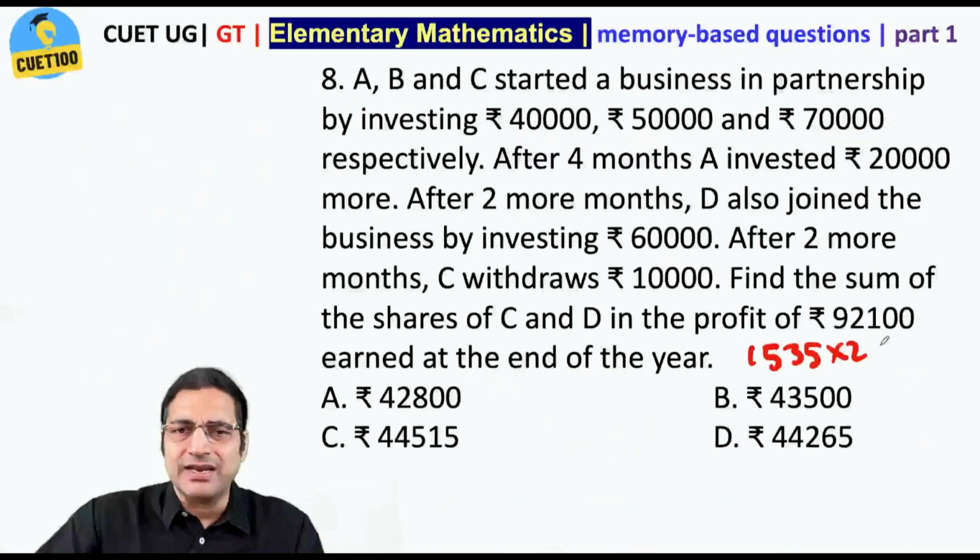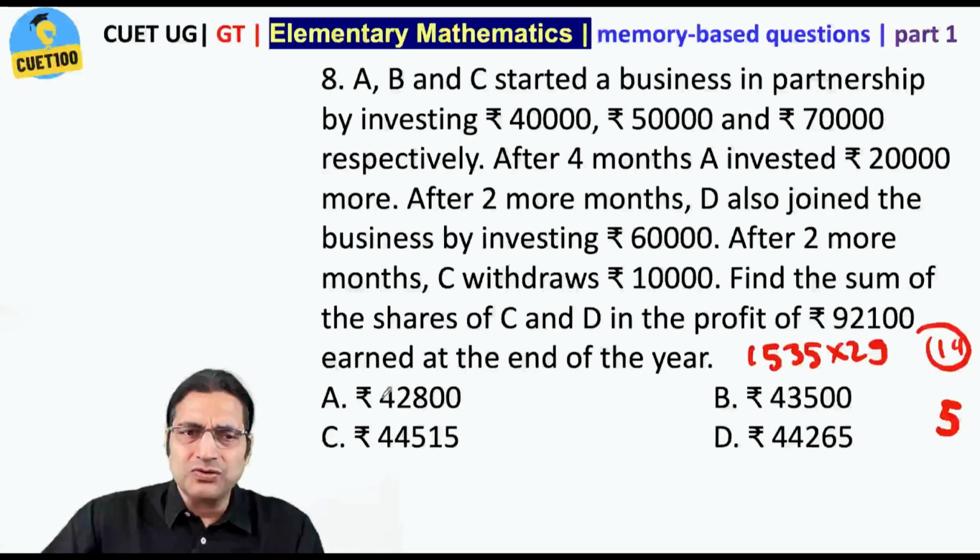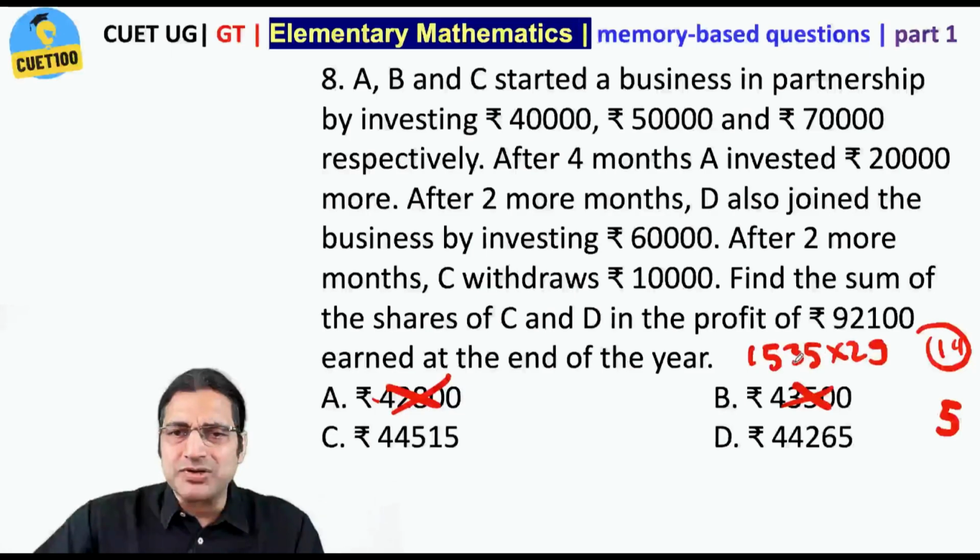1535 into 29. All right. 29 into 5, 145, 5, and carry over 14. So this does not end with 5, cannot be my answer. This also cannot be my answer. This can be my answer. This also can be my answer, right? 29 into 3, 87 plus 14, 101. So this digit would be 1. This also cannot be my answer.